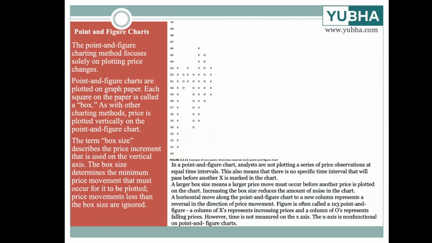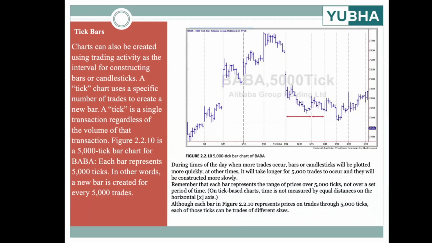Now we come to point and figure chart. Sir, I didn't get the significance of tick bar. I think that tick bar is a subset of volume bar. Is it? In a way, both of them are similar, but the difference is tick is the number of orders.